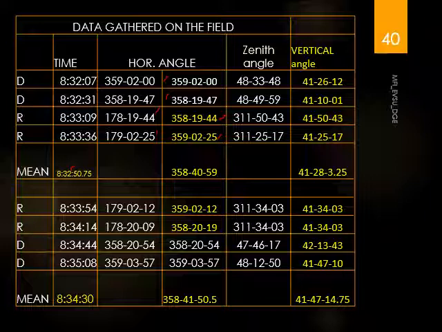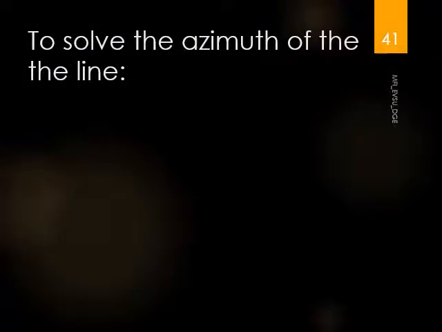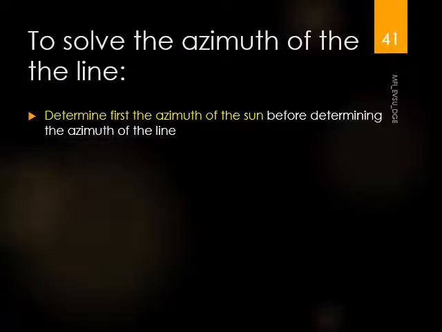So, yung ating zenith angle, we have now the mean horizontal angle. Meron na tayong mean vertical angle for set 1. This one is for set 2, for set 3, and for set 4. You check if the solution is correct. So, paano natin masosolve yung azimuth ng line? So, determine the azimuth of the sun muna. So, before we determine the azimuth of the line T1 to T2, first we're going to determine the azimuth of the sun.